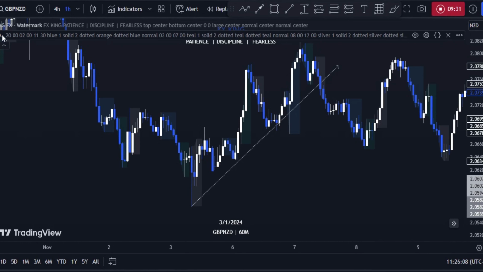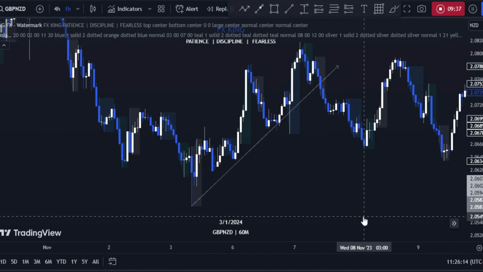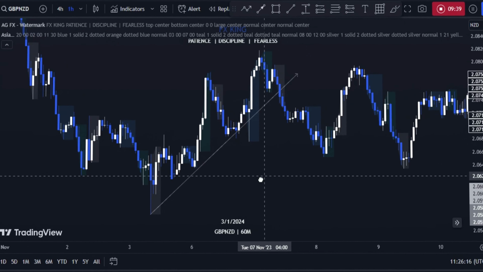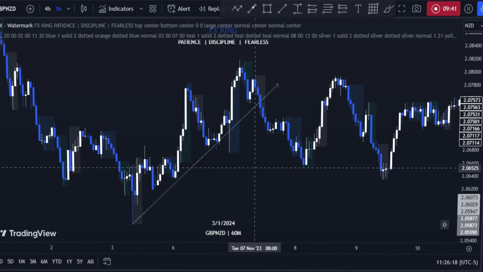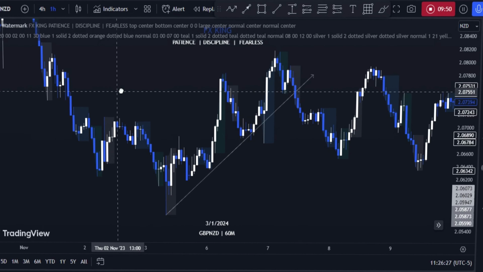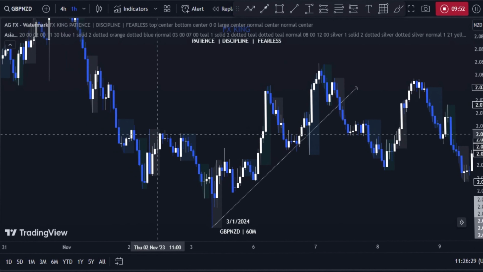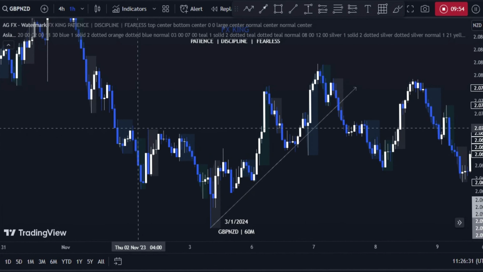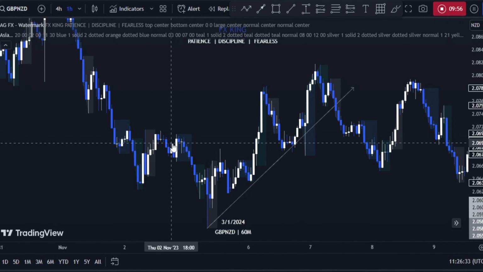Okay, guys. So I was setting up this session indicator here, right? So now that the session indicator is up, now we can take a look at that. So now we have these sessions here, right?